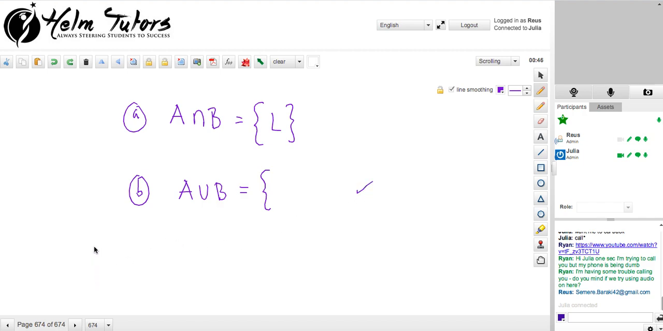And A intersect B, it's possible that L wasn't common to both, so they had no common elements. Then you would write this, which is the empty set, if neither of them has anything in common. And in the union, you won't ever get an empty set unless both of the sets are empty sets, otherwise there's bound to be something in one or the other. Make sense? Okay, cool.